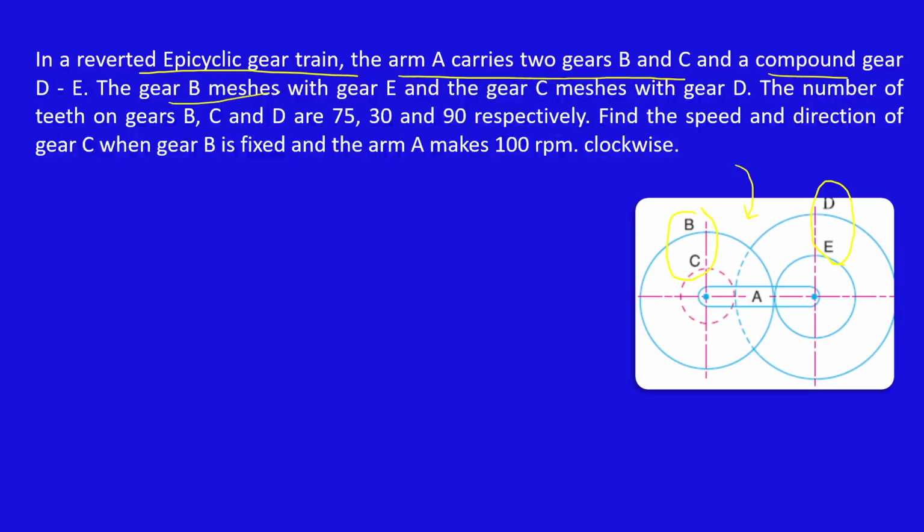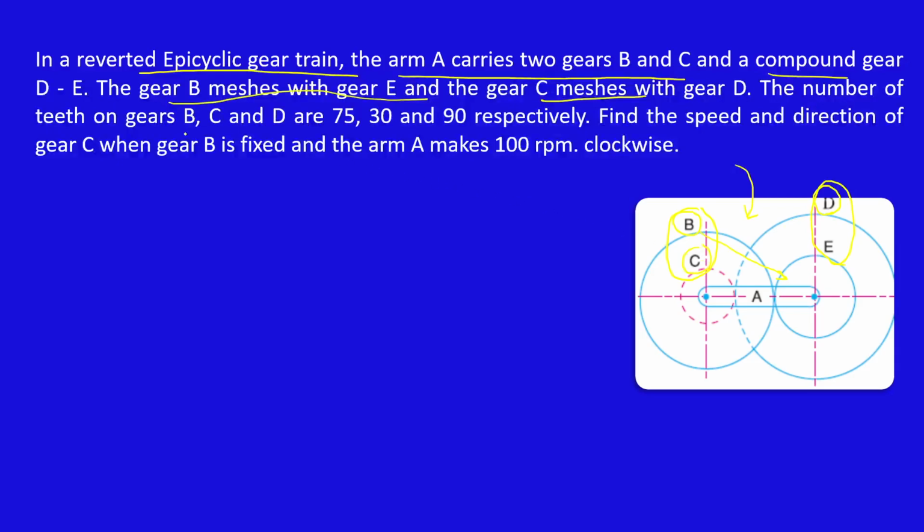The gear B meshes with gear E, which means B is the larger gear and E is the smaller gear. Then gear C meshes with gear D. Already we know that DE is a compound gear, D the outer gear, E the inner gear, which means D is the larger gear. D meshes with C, which means C is the smaller gear.